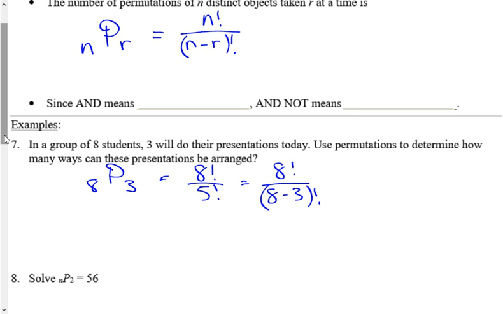And that's as far as we're going to get, except undo these blanks. And means multiply, and not, or but not, means it will divide. Number 8 is where we'll have to start tomorrow.